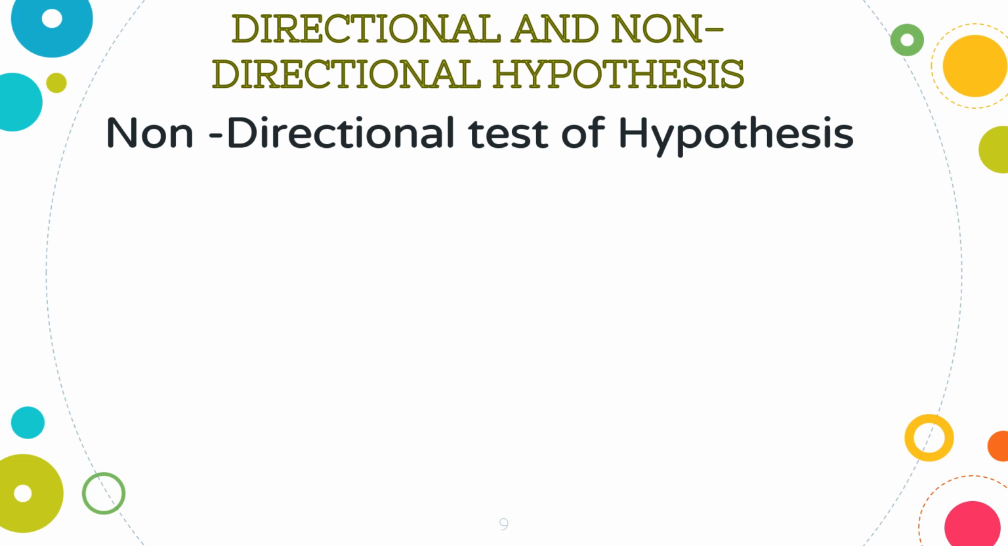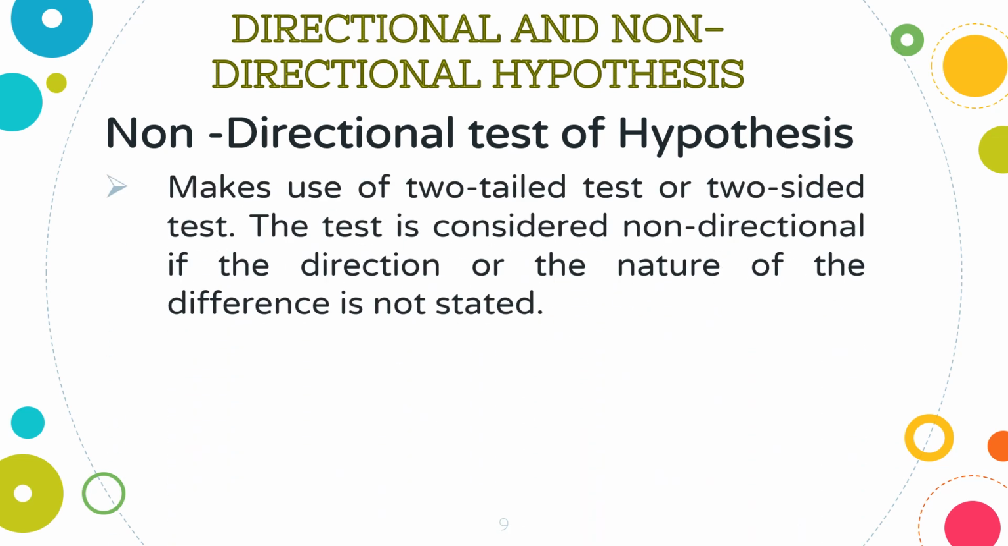So, hindi naka-state yung direction niya. So, it makes use of two-tailed test. So, the left figure a while back is the non-directional, yung dalawang, both sides, some part of the both sides are shaded. So, that is a two-tailed test or the non-directional test. So, the test is considered non-directional if the direction or the nature of the difference is not stated.